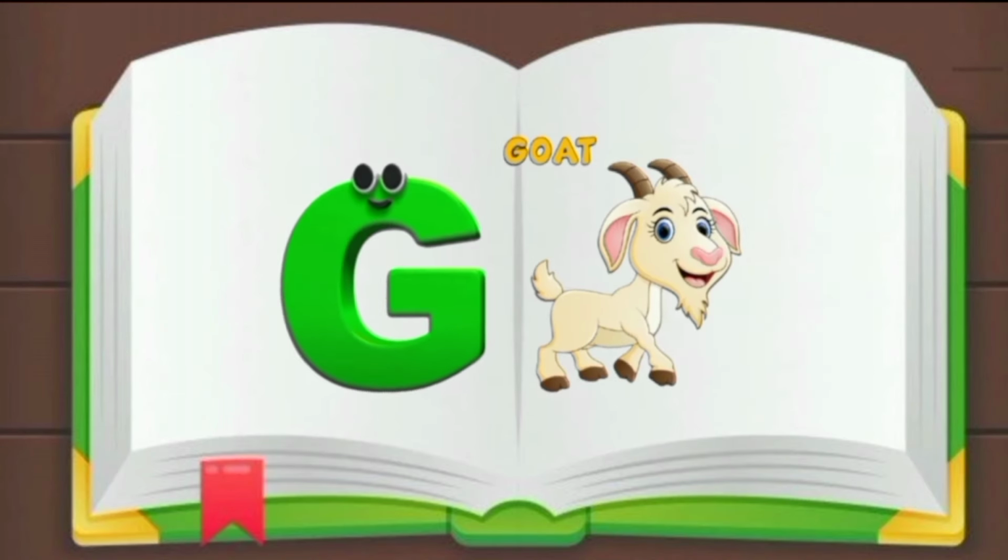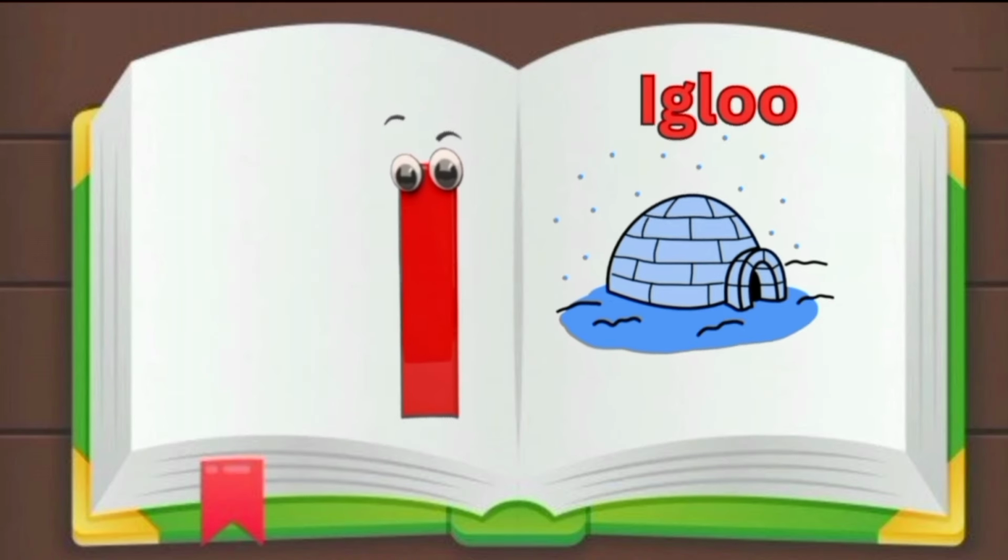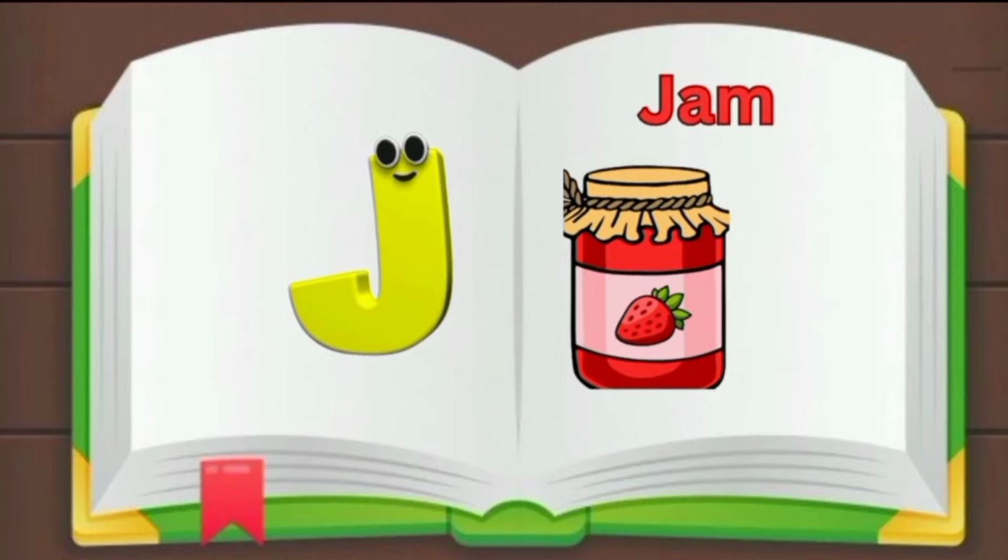G is for goat, g, g, goat. H is for hat, ha, ha, hat. I is for igloo, I, igloo. J is for jam, j, j, jam.